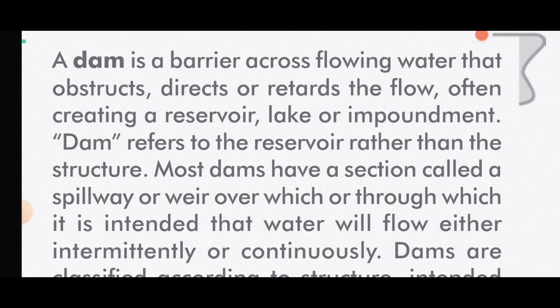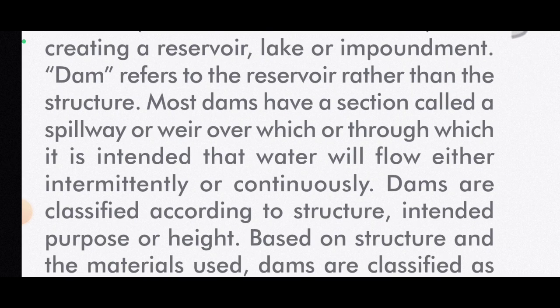Then a dam is a barrier across flowing water that obstructs, directs or retards the flow, often creating a reservoir, lake or impoundment. कि ये सारी चीज़ें तो पूछने वाला नहीं है ऐसे डायरेक्टली, तो देखना पड़ेगा, लिंक अप करना होगा आपको कि कौन सी चीज़ें पढ़नी है और कौन सी चीज़ें इंपॉर्टेंट है और कौन सी बस ऐसे ही है। Dam refers to the reservoir rather than the structure.